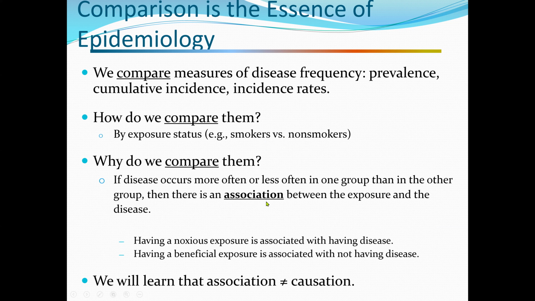So here we say having a noxious exposure is associated with having a disease, and having a beneficial exposure is associated with not having a disease. So again, the main goal of doing comparisons is trying to establish if there's any association between an exposure and an outcome.